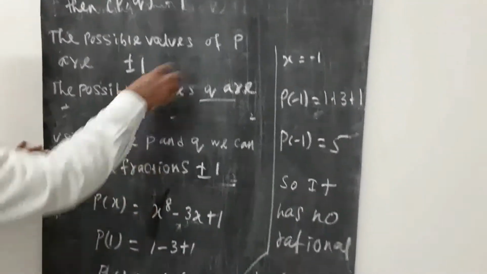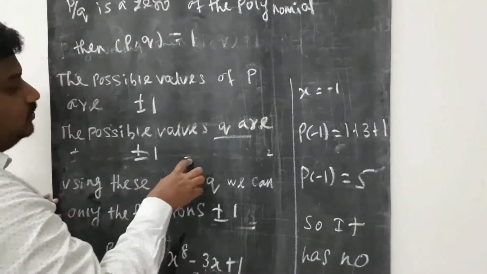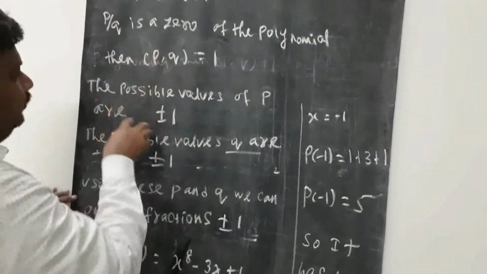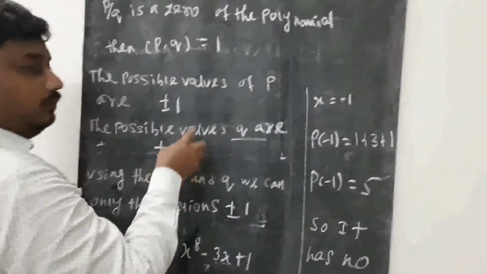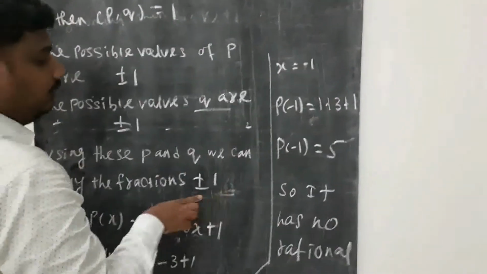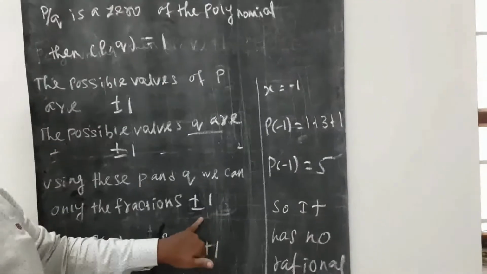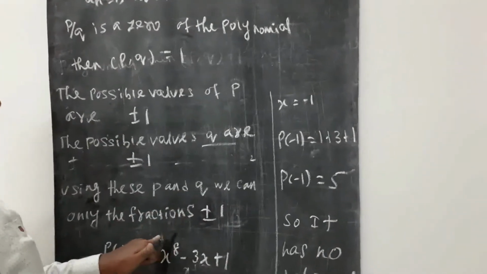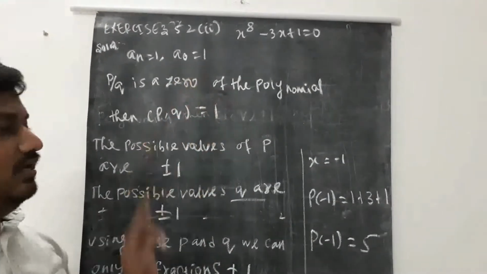So using this p and q value, p is plus 1, minus 1, and q is plus 1, minus 1. Apply p by q: 1 by 1, 1 by minus 1, minus 1 by 1, minus 1 by minus 1. Therefore, you get plus or minus 1. So the only fractions are plus or minus 1. These are the possibilities of the solution: plus 1 or minus 1.